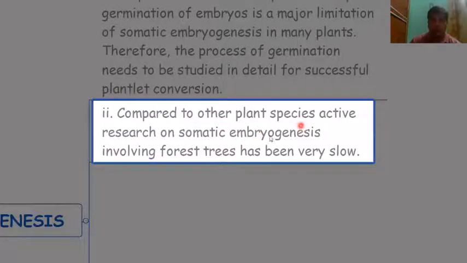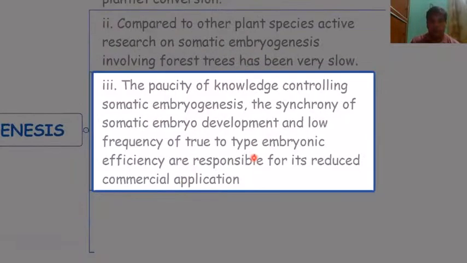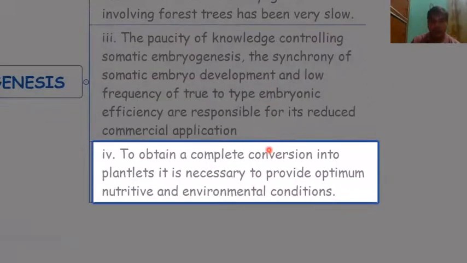Compared to other plant species, active research on somatic embryogenesis involving forest trees has been very slow. As I said, for tree species somatic embryogenesis is actually very promising, and it still has to be studied for many forest tree species. The paucity of knowledge controlling somatic embryogenesis, the lack of synchrony of somatic embryo development, and the low frequency of true-to-type embryonic efficiencies are responsible for its reduced commercial application. So again, you can see that somatic embryogenesis has other problems associated with its culturing.